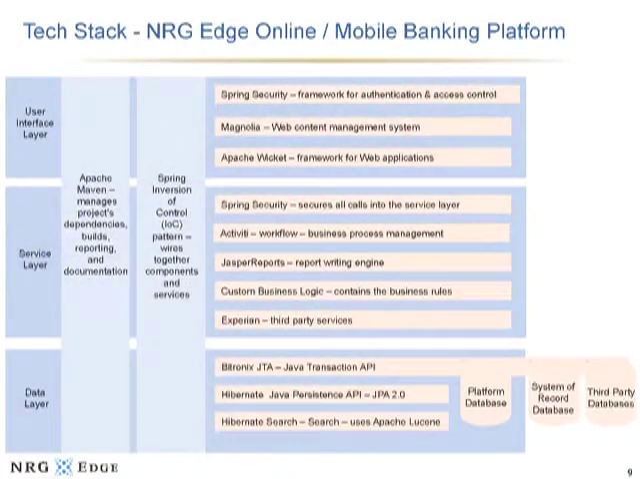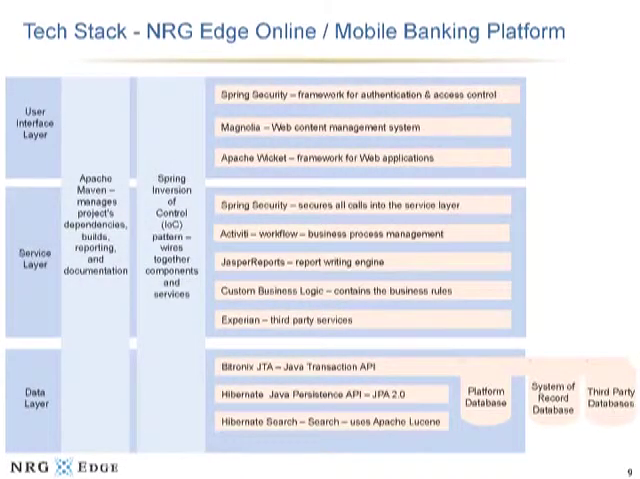Okay, so here's the online banking stack, if you will. The thing to note here is that the Magnolia Web Content Management System actually sits within the user interface layer. As you can see, this is a typical MVC architecture, very standard, using Spring Inversion and Apache Maven. We have within the user interface layer for the online bank, that's where the Magnolia sits. That's different than the native app, which I'll show you in just a little bit.